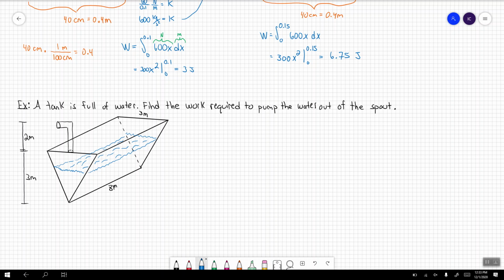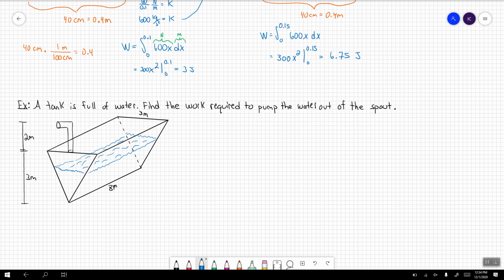So in total, from the top of the spout down to the bottom of the trough, it's 5 meters. We also have that the trough length is 8 meters, and the width for this trough is 3 meters. What we want to figure out is how much work is required to pump the water out of the spout. So a few things going on here.